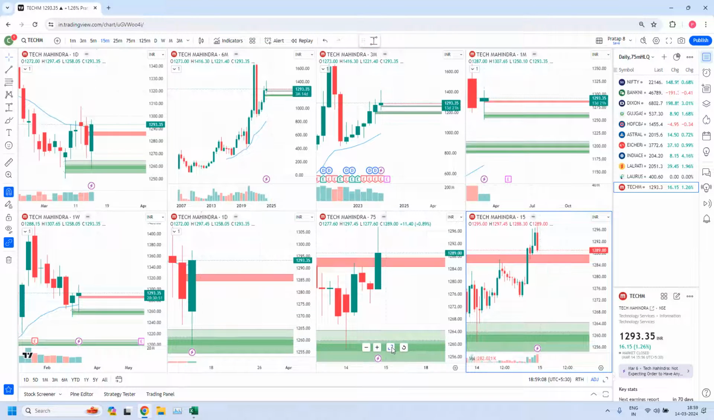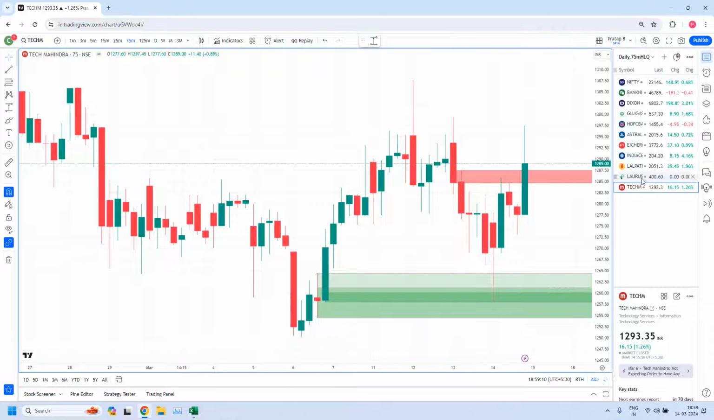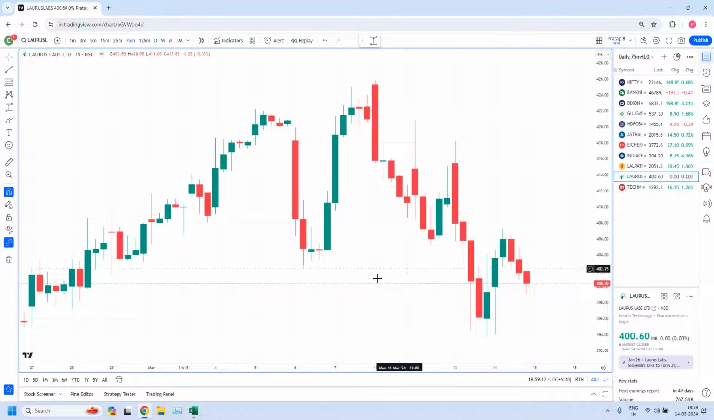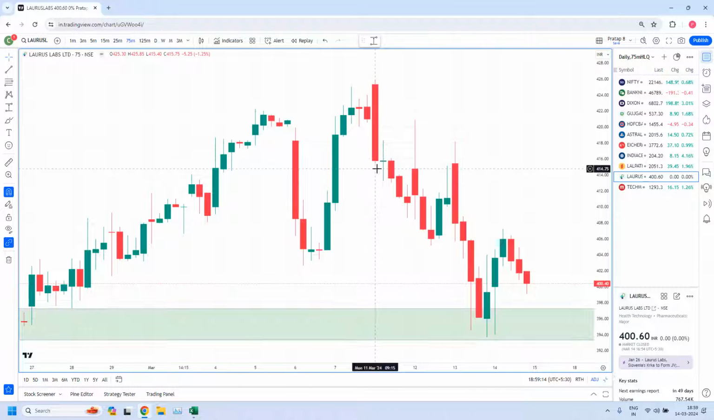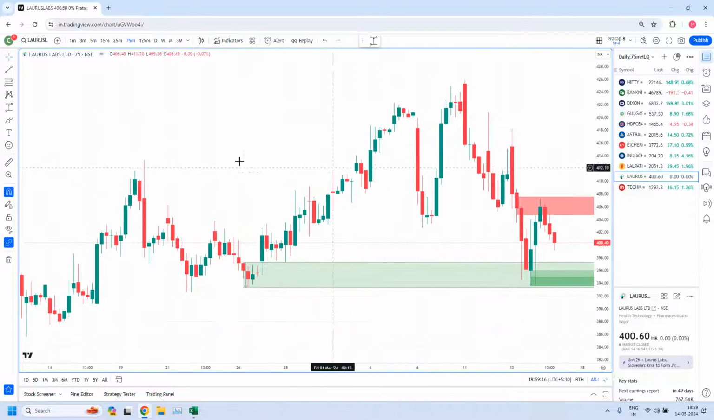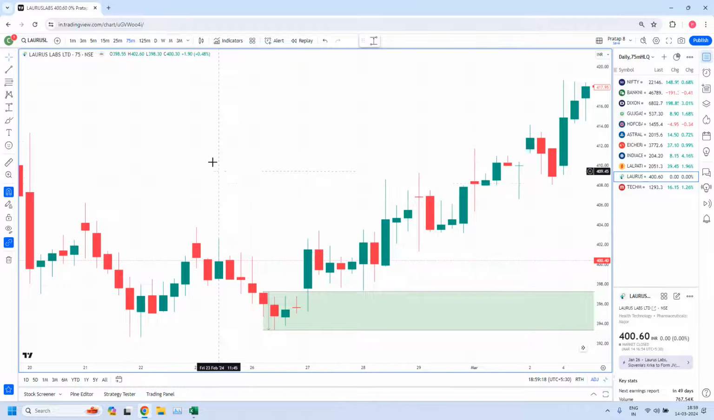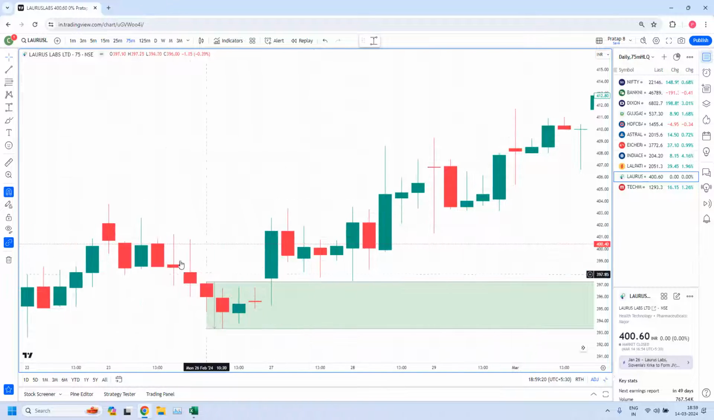First let me go to 75 minutes time frame. This is also a 75-minute zone, demand zone. So this is the one our software identified. This is a failed ERC candle as a leg-in. We have 1, 2, 3, 4 base candles, and we have a leg out candle.